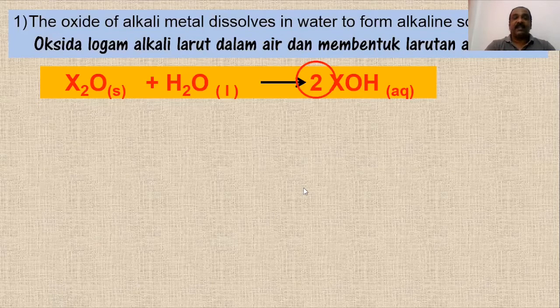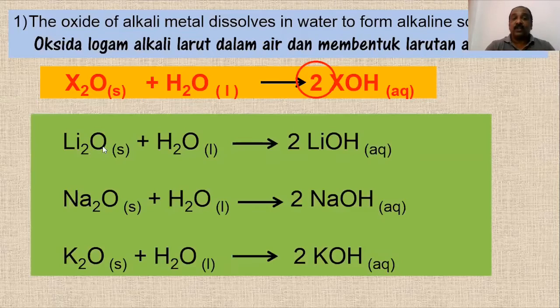Okay, good. Now let's check your answer. So balancing, these are the answers. So Li2O campur H2O dapat LiOH. Ini NaOH. Ini KOH. Now, how about the name? Who can give me the name? The first one, LiOH. Macam mana kita sebutkan LiOH ini? What's the name of this compound?